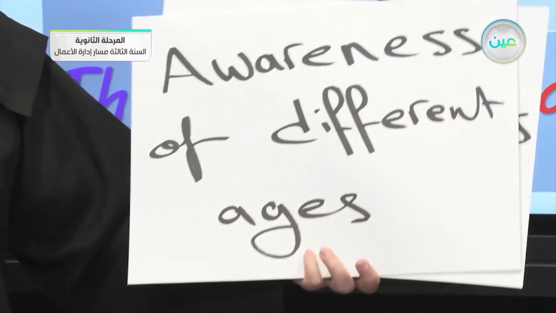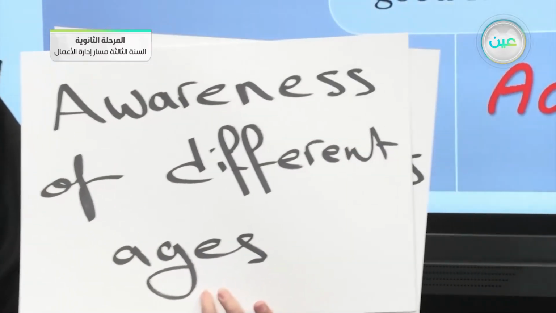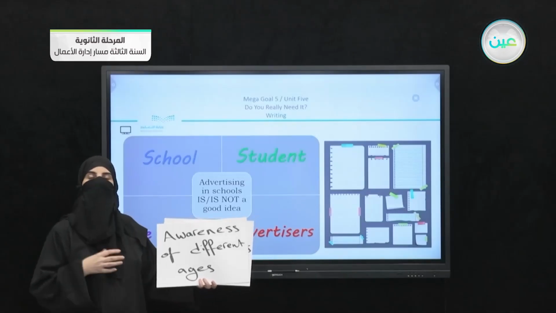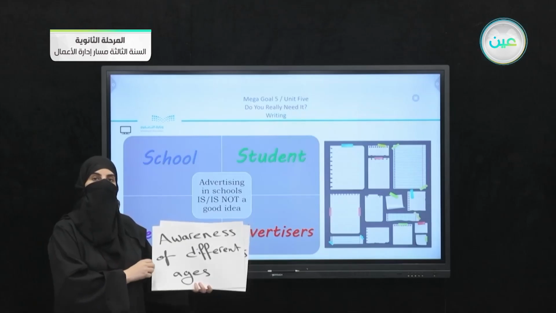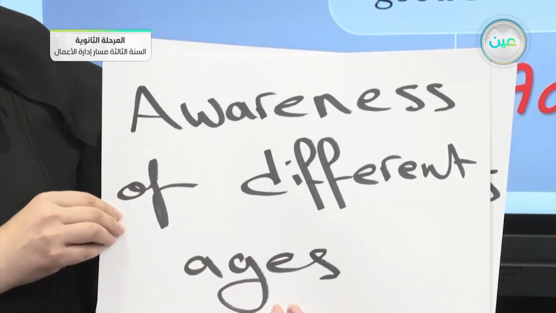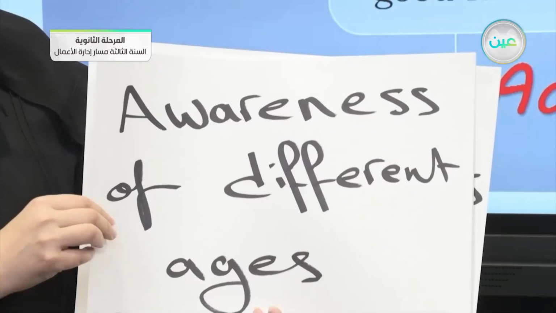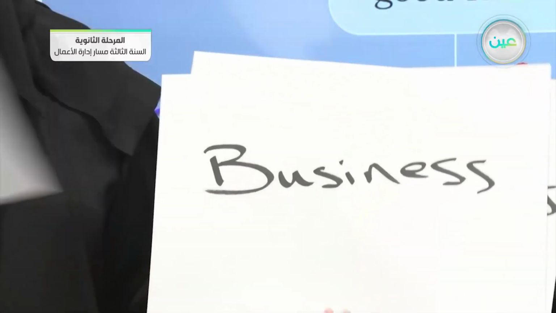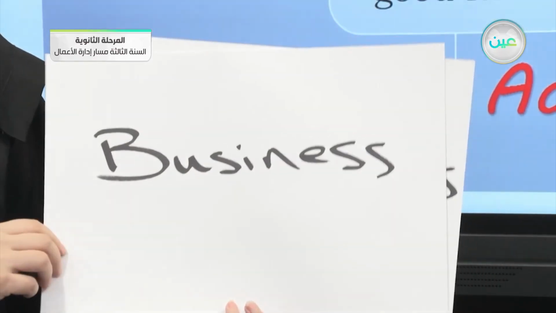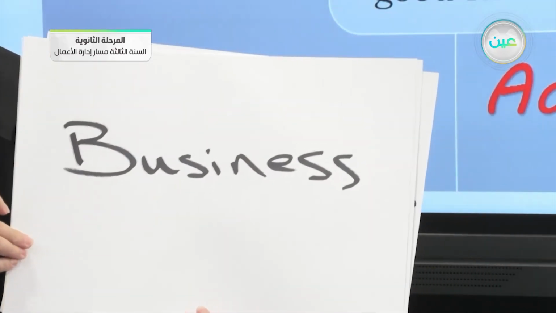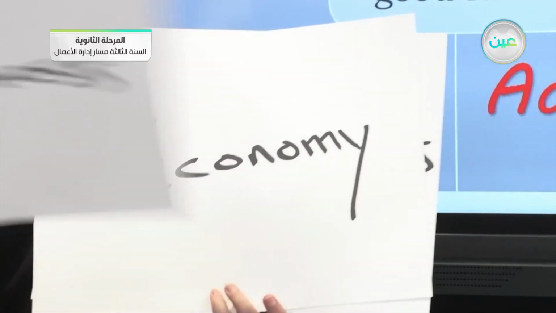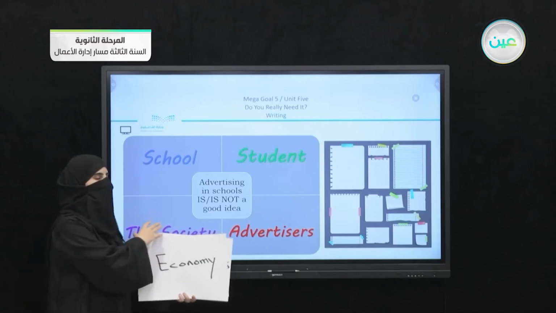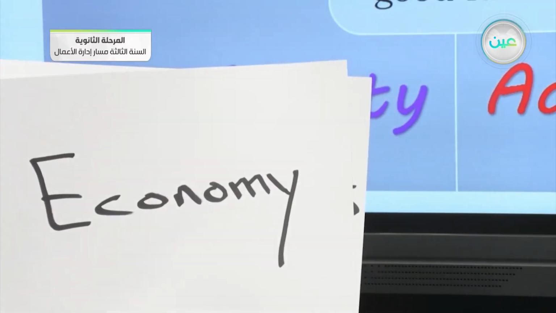We can also say that the advertisers are aware of different ages. They know who they are dealing with. They know if these advertisements are good enough or suitable for these students or not. All of these points are very much connected to business, so this is a word that I can have in mind. Business affects the economy, and the economy affects the society in general and, of course, the environment.